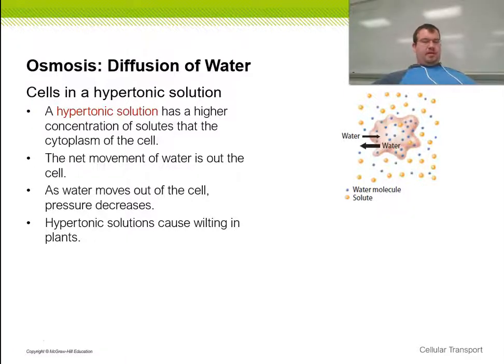but it's okay. Anyway, so hypertonic solutions have a higher concentration of solutes than the cytoplasm of the cell. That means there is more outside the cell than there is inside. So the net movement of the water is out of the cell. This is where it can get bad.